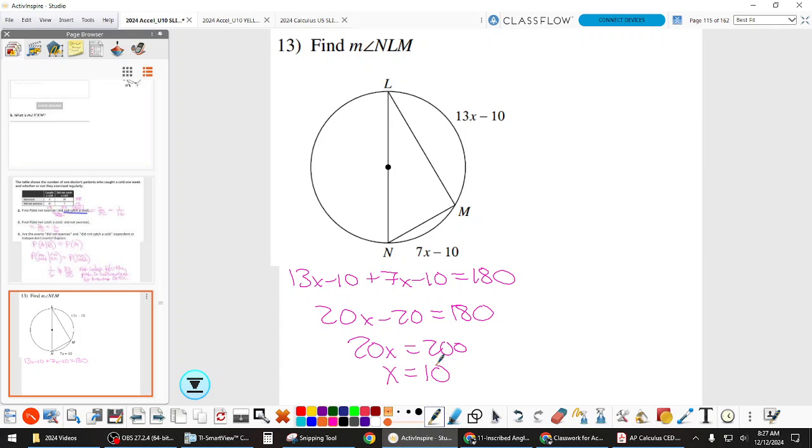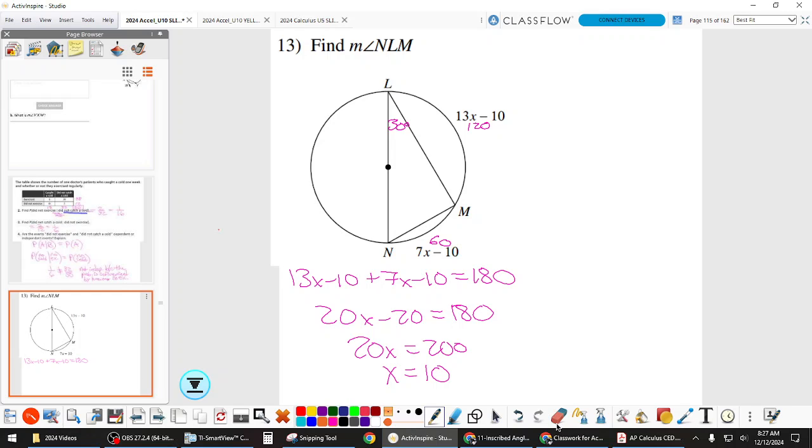All right, so we get x to be 10, and then this would be 60, and this would be 120. And those are the arc measures, and then the question's asking us for NLM, so back in here. Half of 60 is 30. So that works. Okay. I just did wrong in the algebra part.